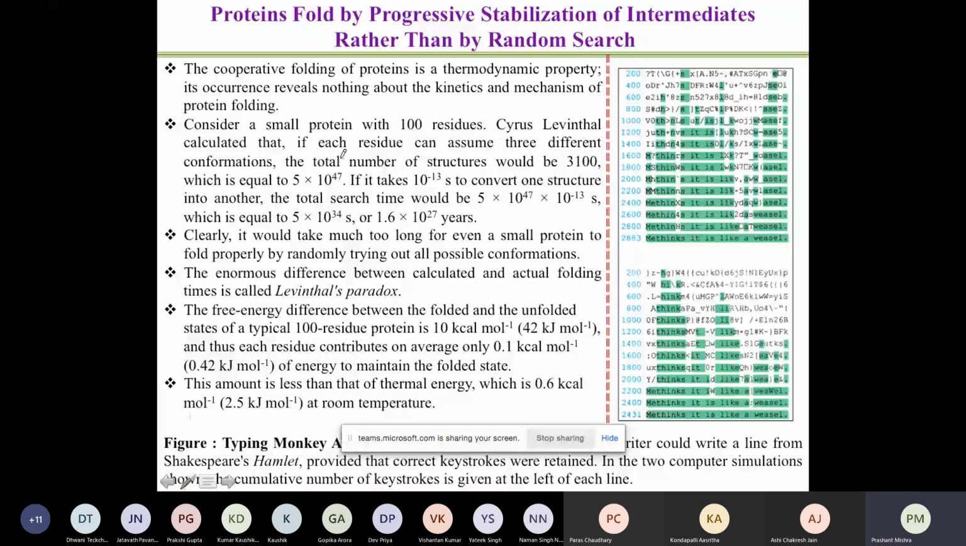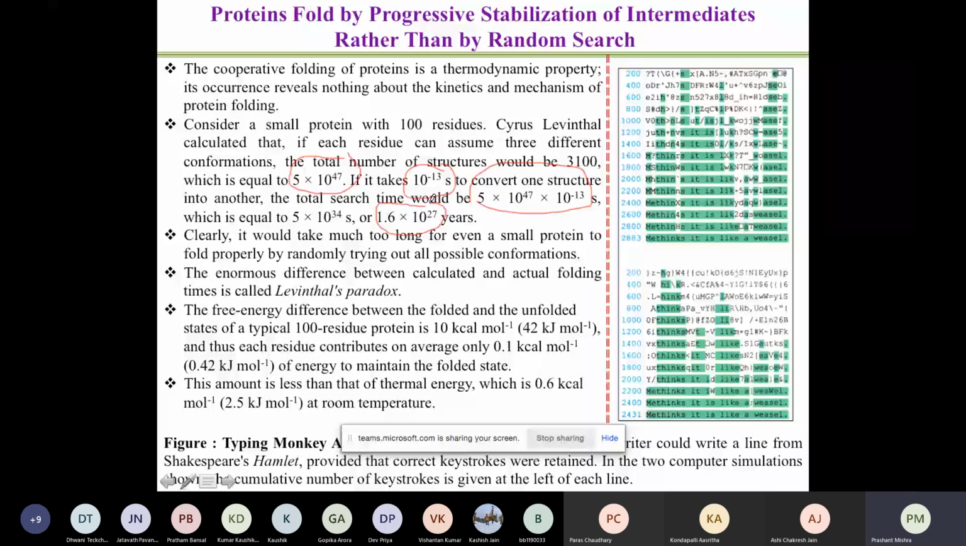Now, this is equal to almost this many combinations, and if I take around 10 to the power minus 13 second for one conformation to convert into another conformation, the search time would be something like these many seconds, and he converted all those things, which comes out to be 1.6 into 10 to the power 27 years. That means it is not possible. So it clearly says that it takes too long for even a small protein to fold properly by randomly trying out all possible conformations. So this was called the Levinthal paradox.